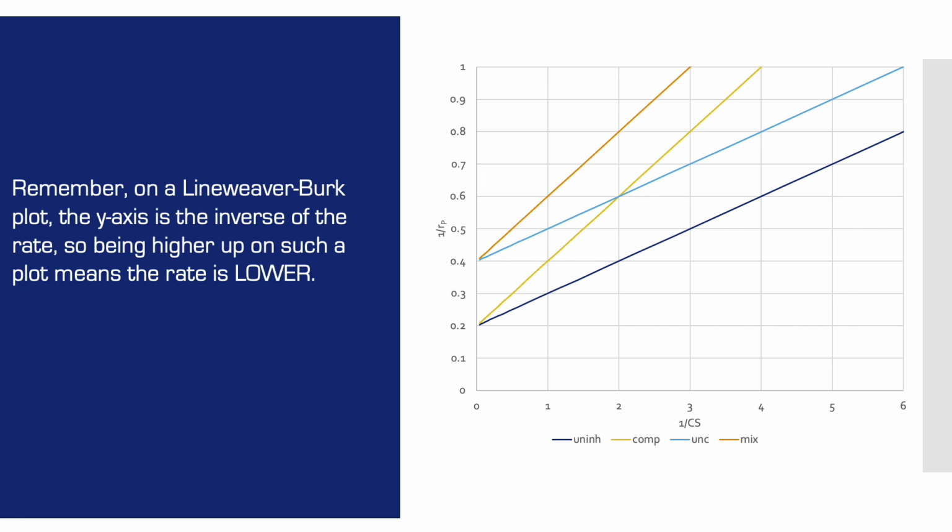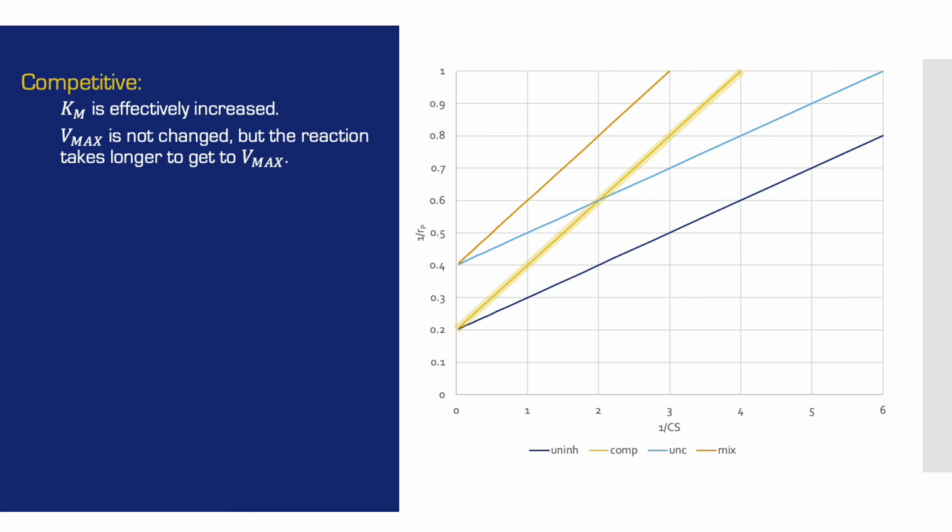Remember, on a Lineweaver-Burk plot, the y-axis is the inverse of the rate, so being higher up on such a plot means the rate is actually lower. First, let's look at the plot of rate versus concentration. Competitive. Km is effectively increased. Vmax is not changed, but the reaction takes longer to get to Vmax.